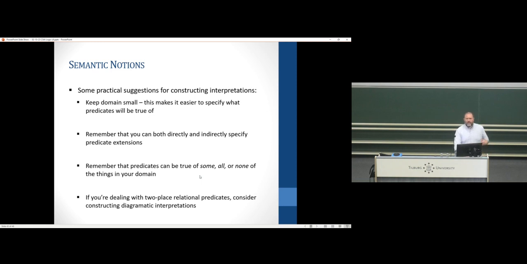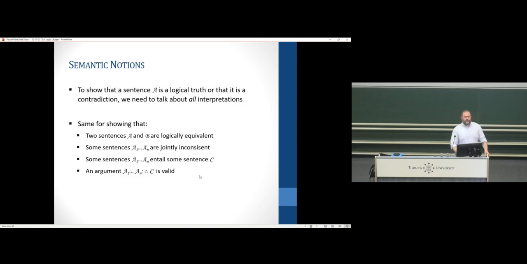Okay. So again, I'm going to construct interpretations to generate countermodels. That's because there's a lot of these properties that we've defined that we can't test. To show that a sentence is a logical truth or that it is a contradiction, we need to think about all possible interpretations. The same thing for showing that two sentences are equivalent, that some sentences are jointly inconsistent, that the logical entailment relation holds, or that an argument is in fact valid. We can't do this with interpretations because this would be a super task.